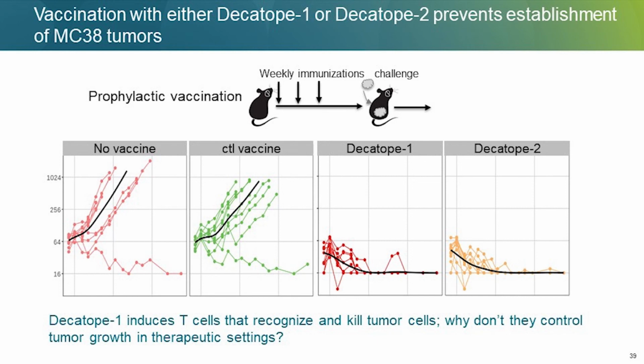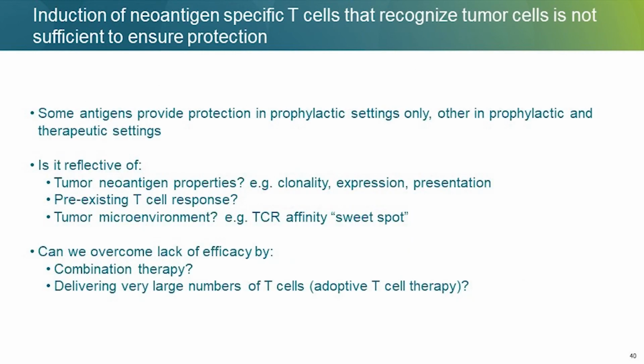So why don't they control tumor growth in therapeutic settings? We don't have a good answer yet, but this is, I think, very important to understand. Some antigens are providing protection in prophylactic settings only, while others are providing protection in both prophylactic and therapeutic settings. And it's very important for us to understand what are the determinants of this difference. Can we identify these antigens that are eliciting a T-cell response which is effective in therapeutic settings?